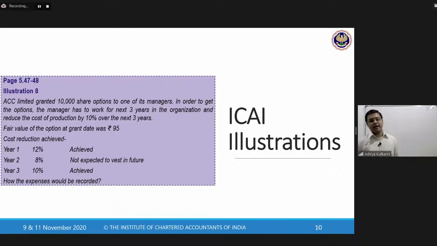These options have actually been achieved. They have vested at the end of third year. So the question is how these expenses would be recorded. All right, we'll be doing that. Just a minute. Ambika once again.